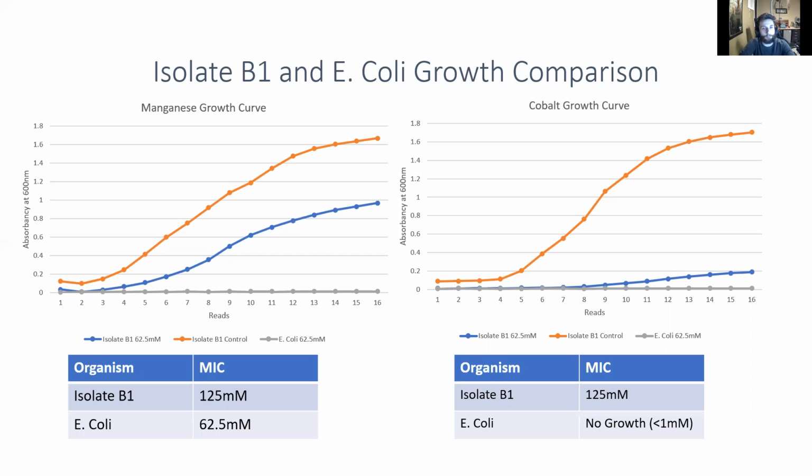This is thought to be because it is more of a survival mechanism rather than the isolate being able to thrive in it. The MIC for manganese for isolate B1 was 125 millimolars, while for E. coli, it was a lower MIC of 62.5 millimolars. And the MIC for cobalt was 125 millimolars, and for E. coli, there was no growth up to 1 millimolar. Now, the isolate also showed resistance towards aluminum and zinc. However, it did not show any resistance towards copper and chromium.